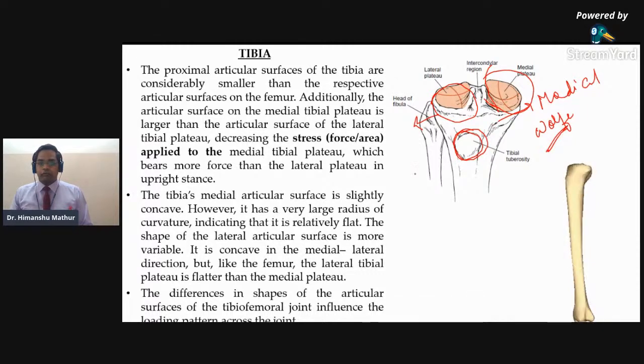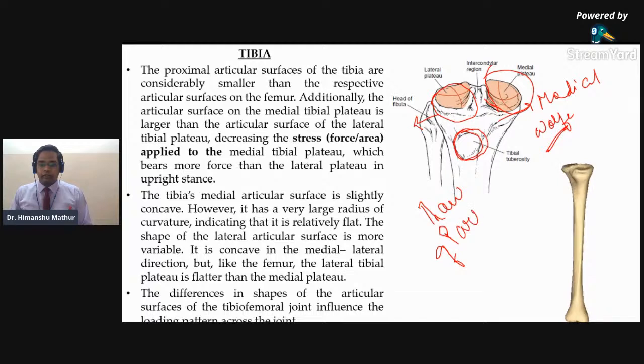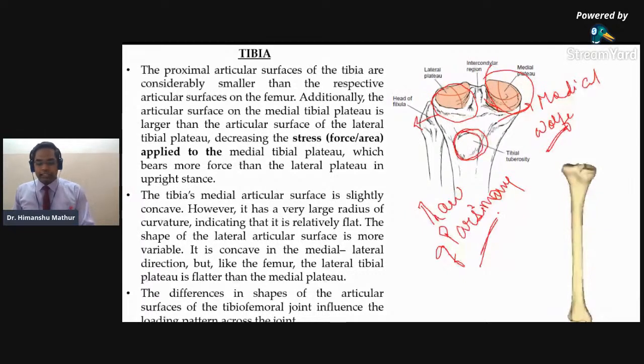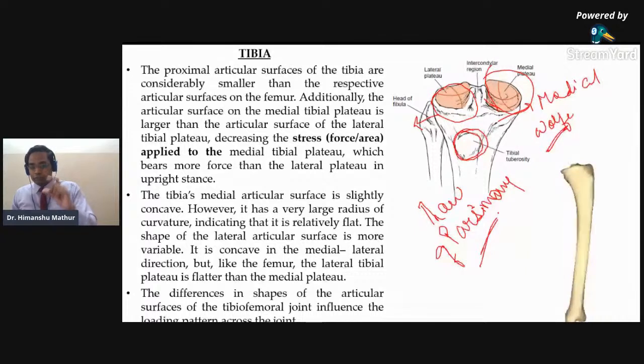After Wolff's law, I am giving a small homework to you. You'll also go and see what the law of parsimony is. I'll ask you in the next class. It is about the recruitment of the muscles. It says that whenever the work requires smaller forces or lesser torque, then our central nervous system employs very small muscles.